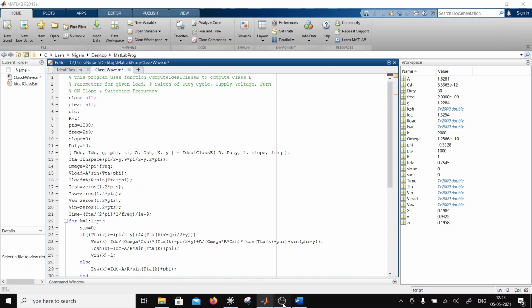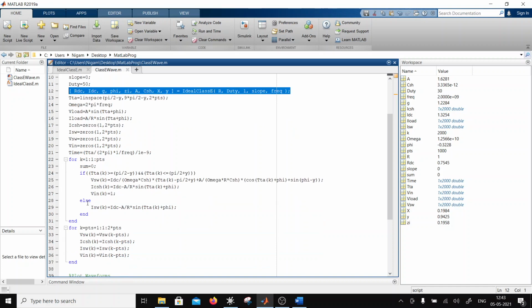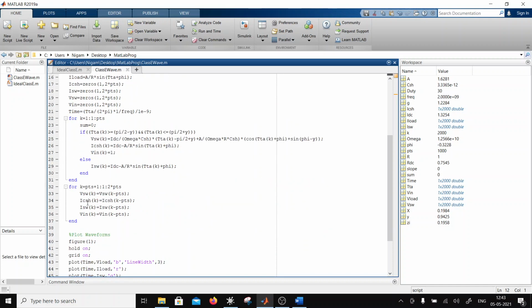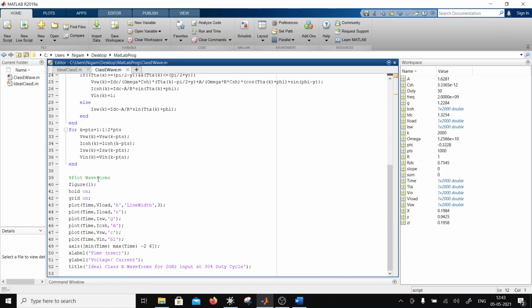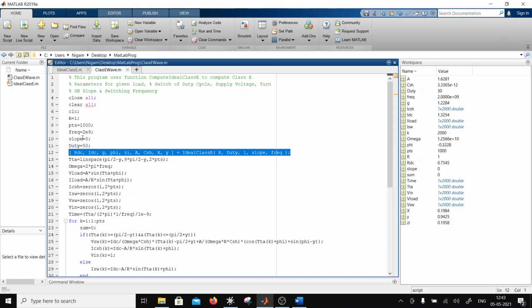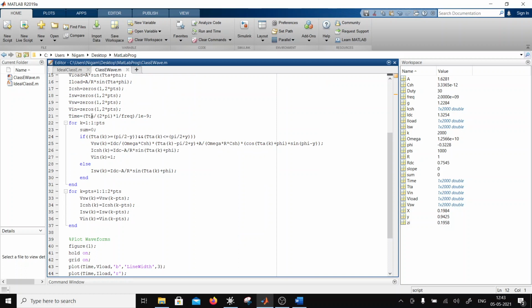So now I am going to just run it and see if I get my class E waveforms. So this is the design over here. This ideal class E is the design, and then what I'm doing is I'm just plotting these waveforms over 2 pi, or rather 4 pi, or rather in terms of nanoseconds. Have I specified that? No. So I'm going to specify time here. So time I have computed in nanoseconds, so it's over here. So don't worry about that.